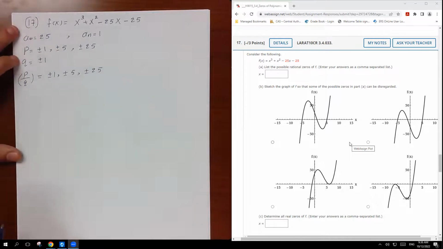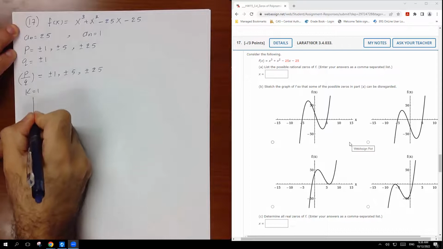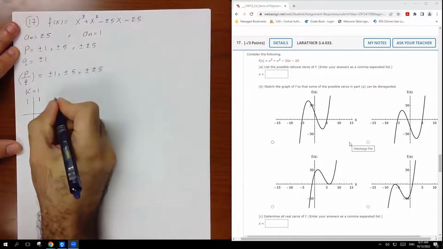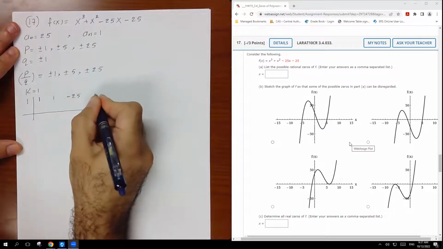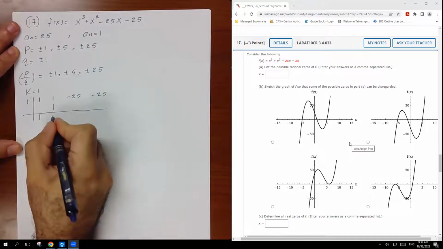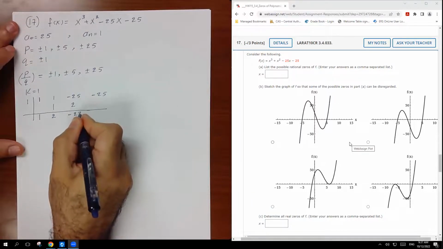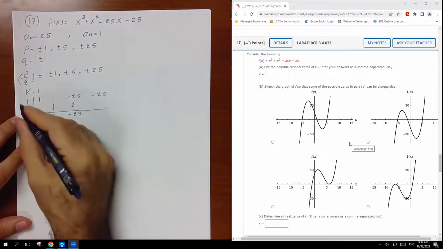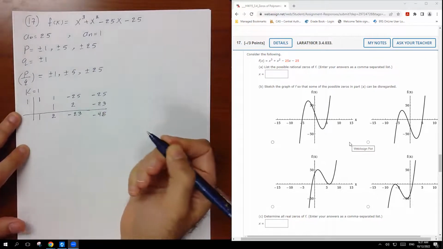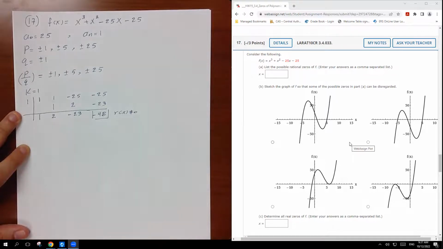Let's start with 1. When k equal 1. I hope it works when k equal 1. So here is 1, 1, 25, and 25. 1, negative 25, and negative 25. So here is 1. 1 times 1 is going to be 1. Add these together is going to be 2. 1 times 2 is going to be 2. Add these together is going to be negative 23. That's not going to work. Now, 1 times negative 23 is going to be negative 23. Add these together is going to be negative 48. So the remainder is not 0. That means this is not a zero.